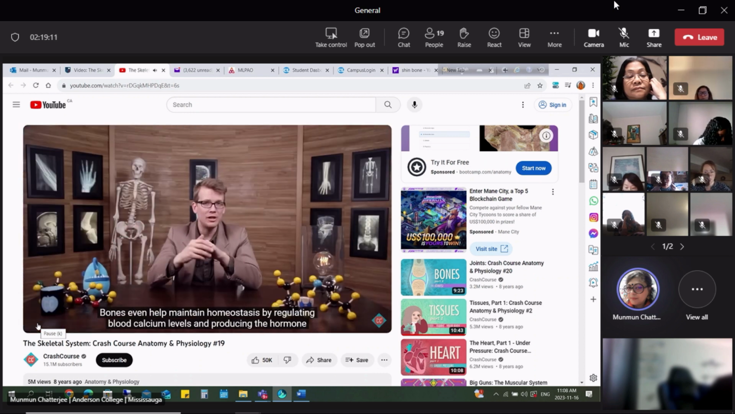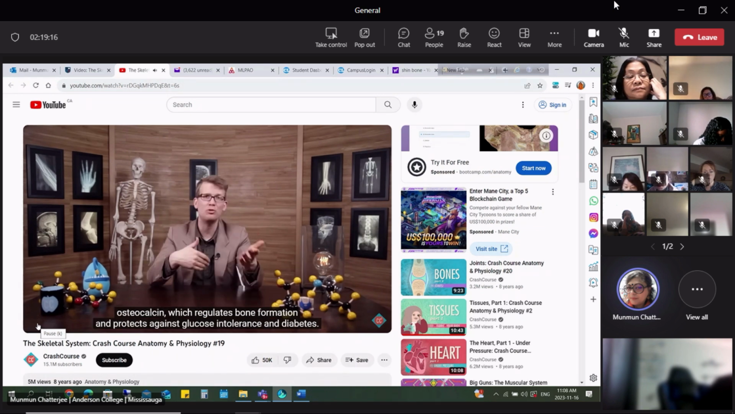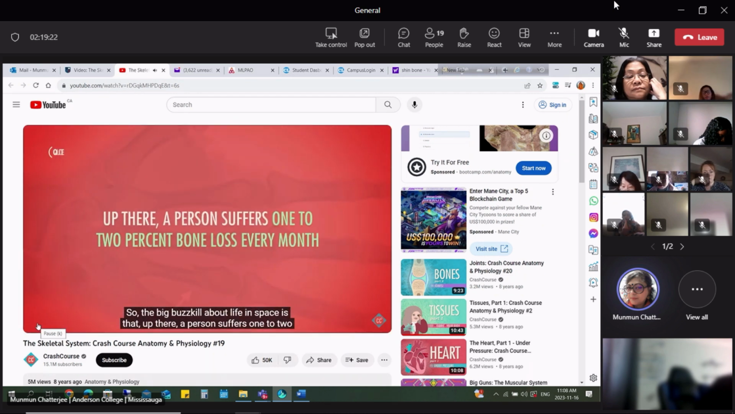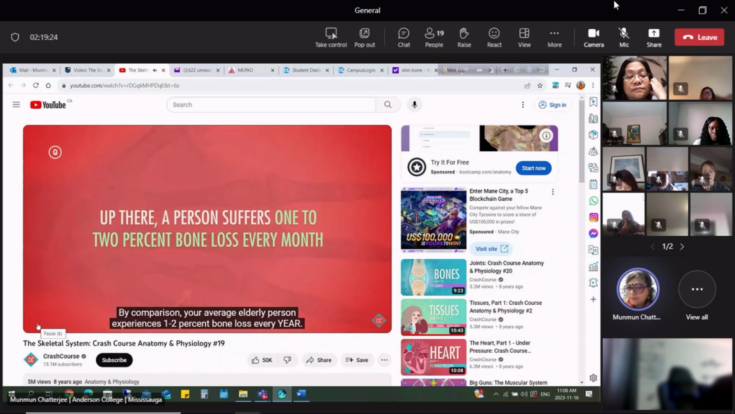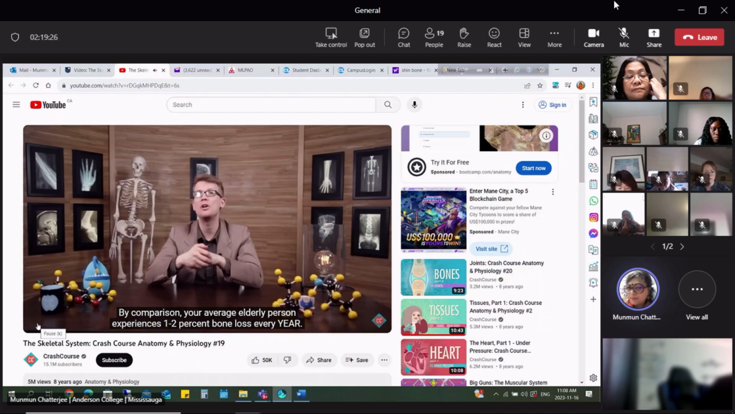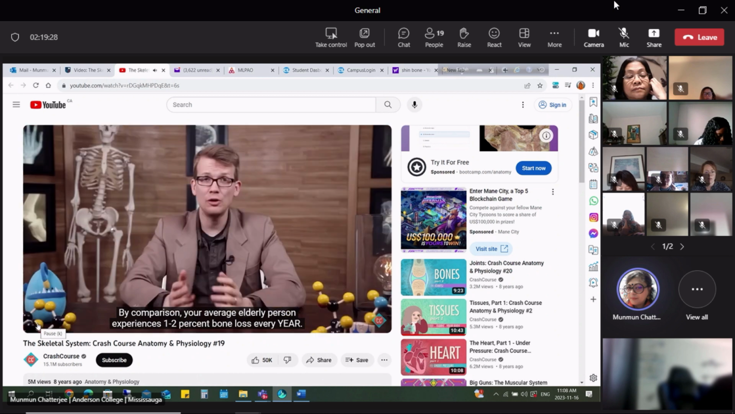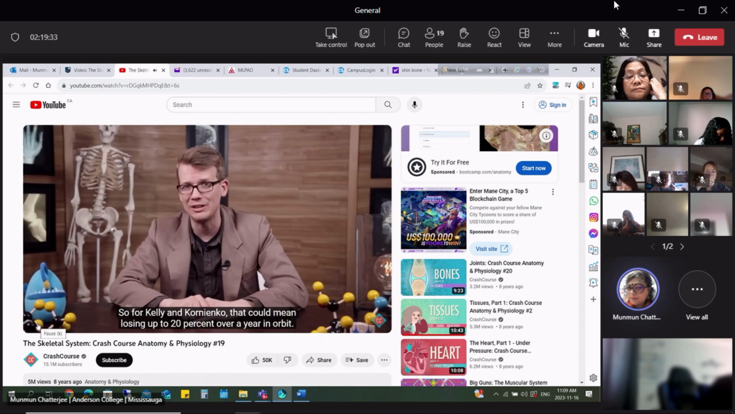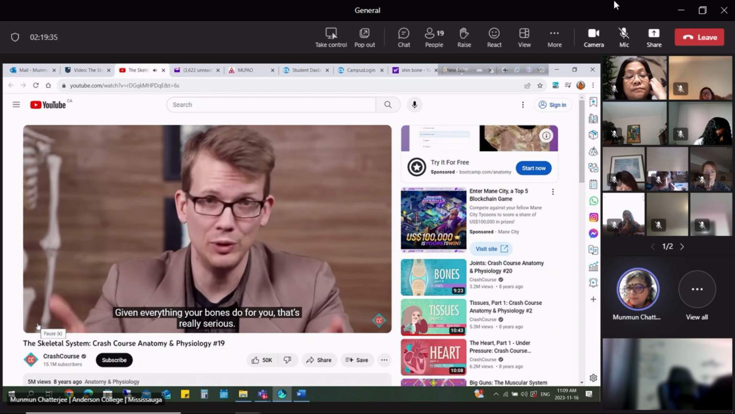Bones even help maintain homeostasis by regulating blood calcium levels and producing the hormone osteocalcin, which regulates bone formation and protects against glucose intolerance and diabetes. So the big buzzkill about life in space is that up there, a person suffers 1 to 2% bone loss every month. By comparison, your average elderly person experiences 1 to 2% bone loss every year. So for Kelly and Kornienko, that could mean losing up to 20% over a year in orbit. Given everything your bones do for you, that's really serious.